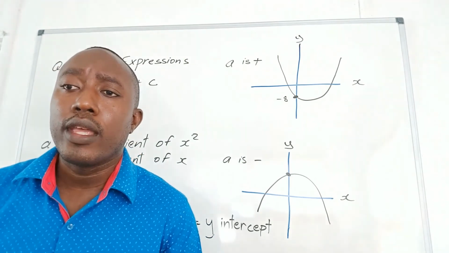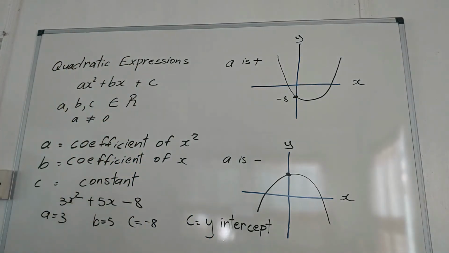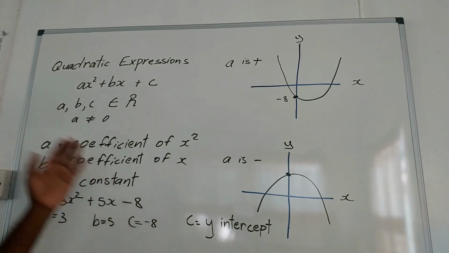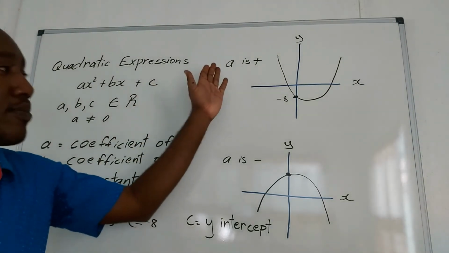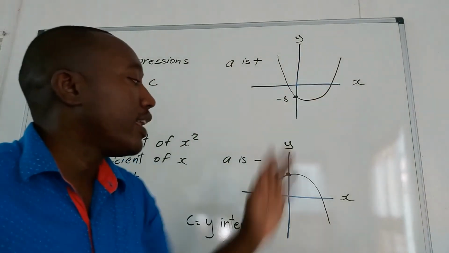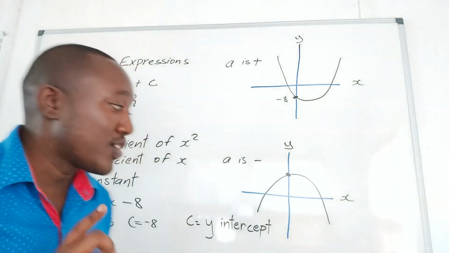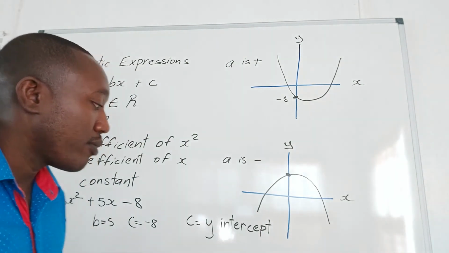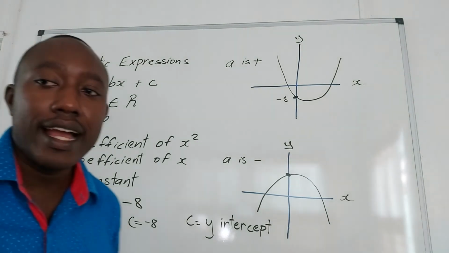And that brings us to the end of our first lesson, to have you understand what quadratic expressions are all about. They are written in the form ax squared plus bx plus c, where a, b, and c are real numbers and a is not equal to 0. If a is positive, it gives us a smile. If a is negative, it gives us a frown. And c represents where the curve cuts the y-axis.